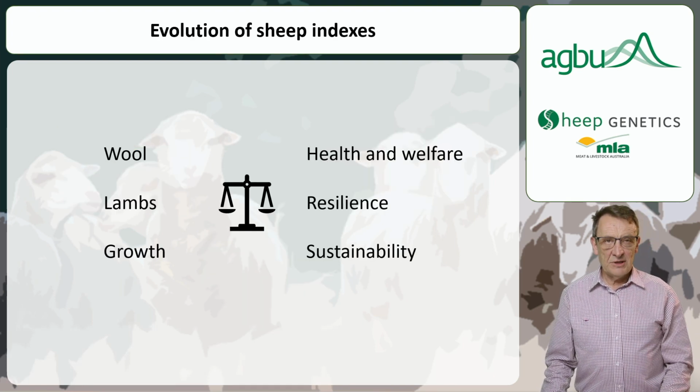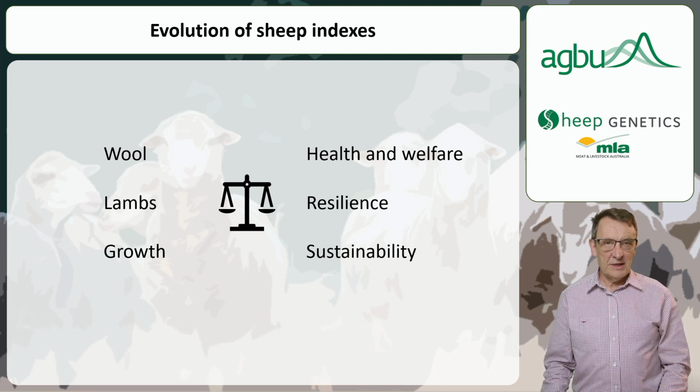Indexes have been a part of the sheep industry evaluations going back to the 1990s. And over that time, the focus has mainly been on improving relatively simple output traits, such as wool production and quality, reproduction through more lambs weaned, and improved growth rates.